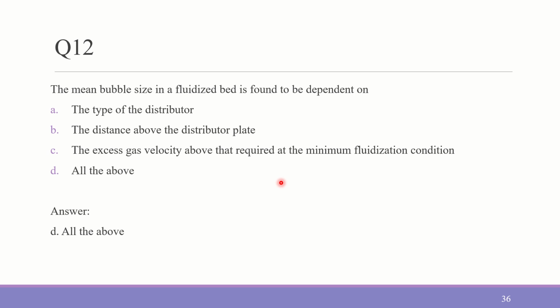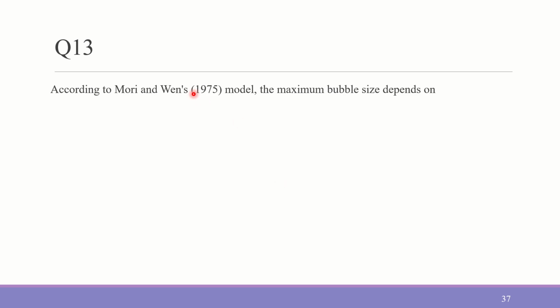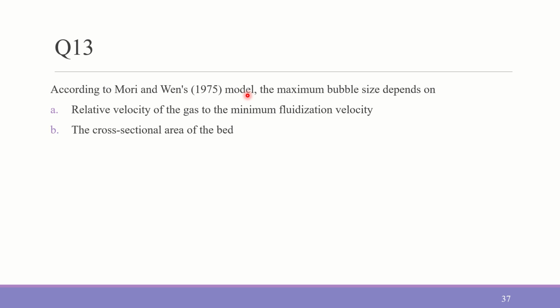Now let us go to question 13. According to Mori and Win's 1975 model, maximum bubble size depends on dash. Option A, relative velocity of the gas to the minimum fluidization condition. Option B, cross-sectional area of the bed. Option C, both A and B. Option D, none of the above.